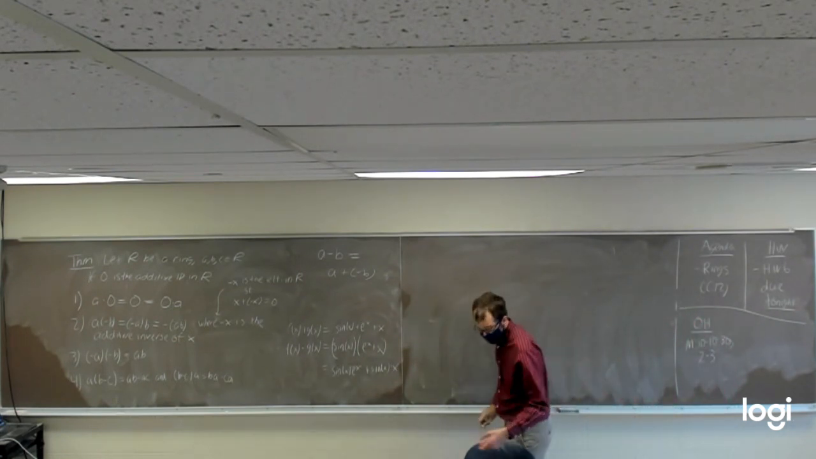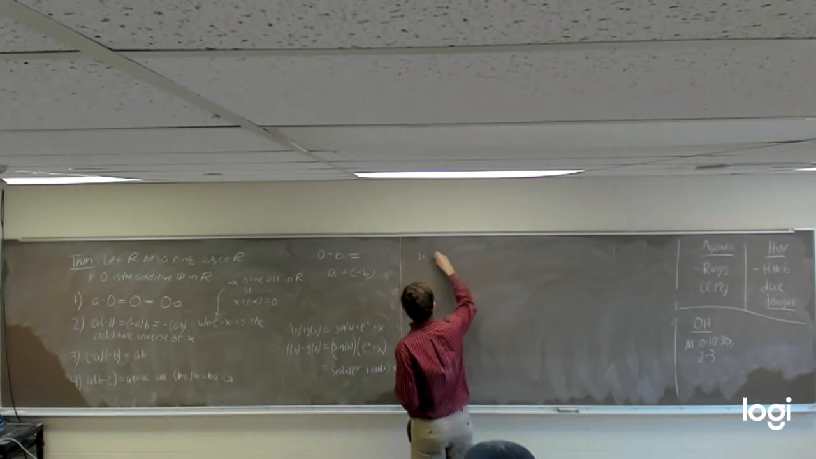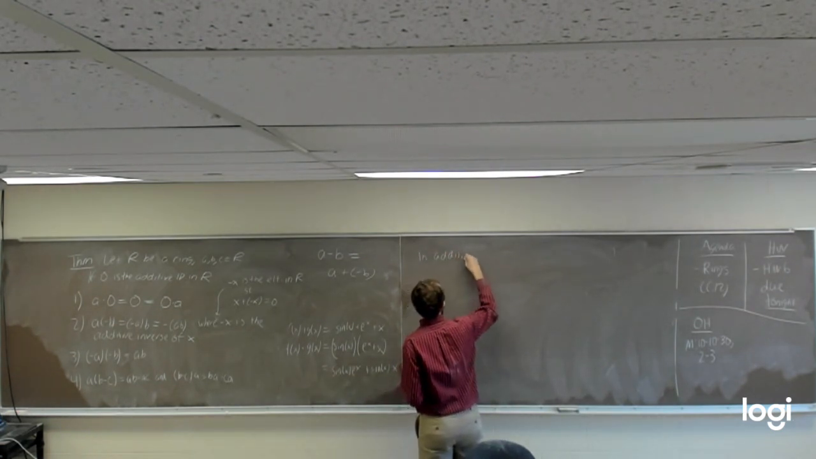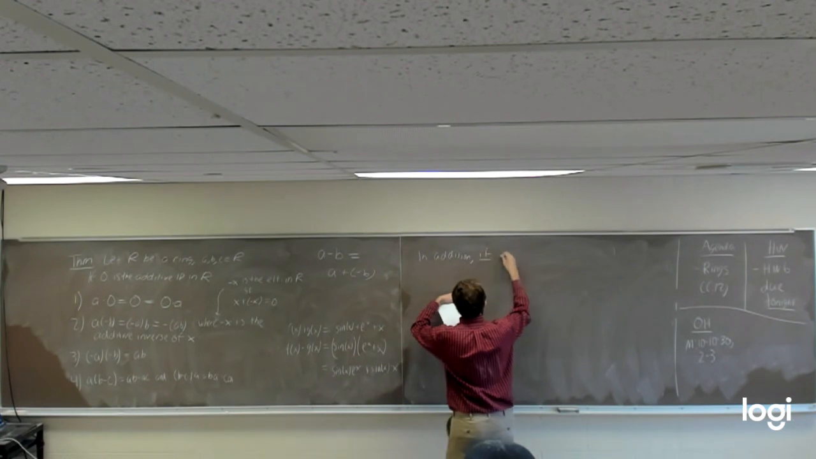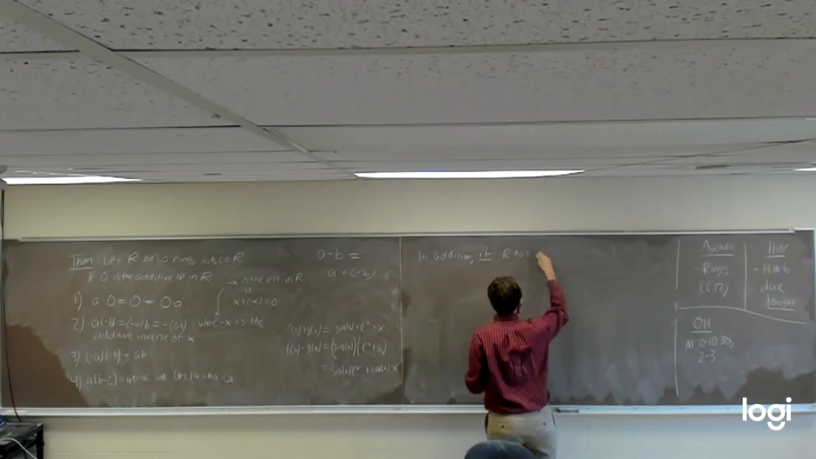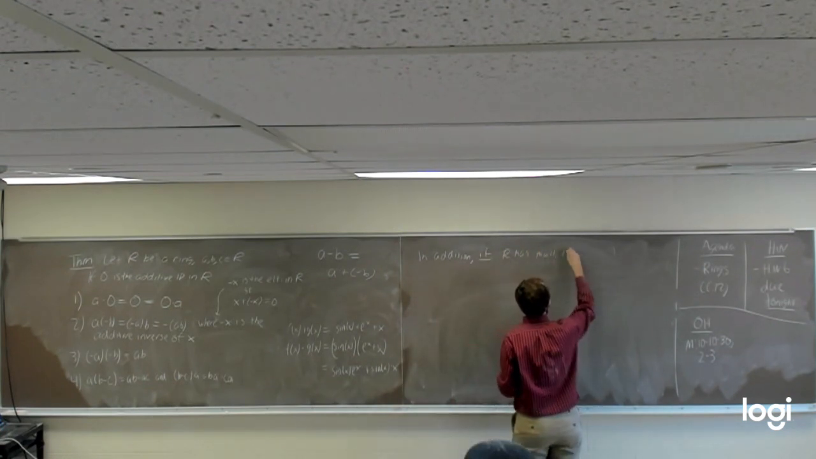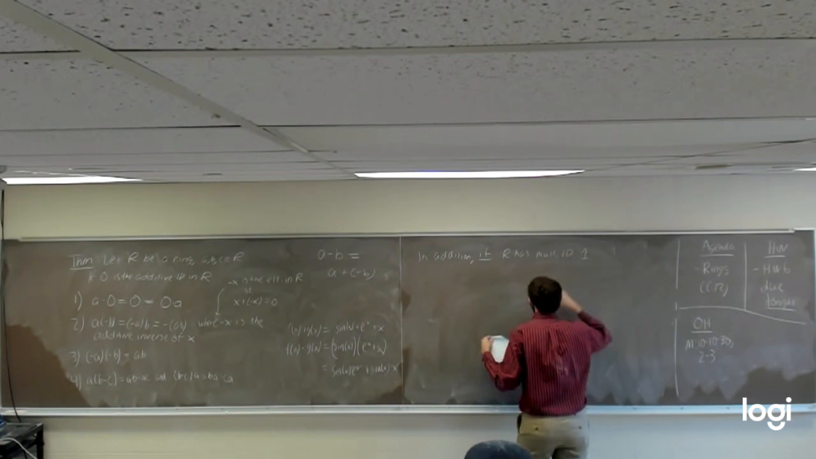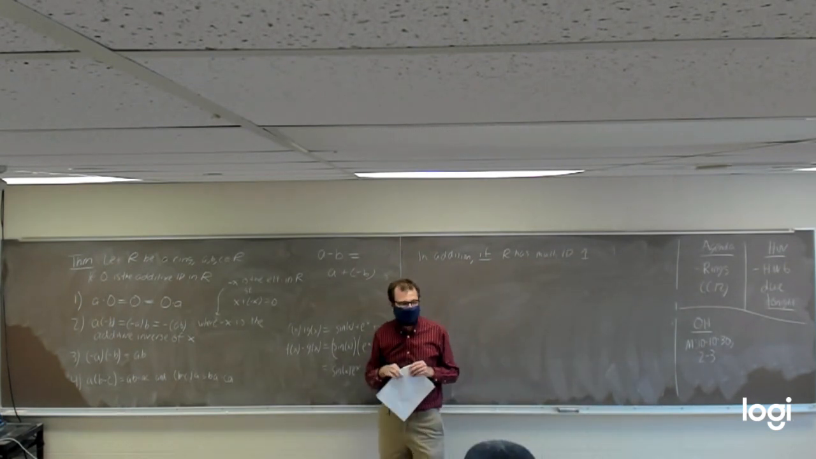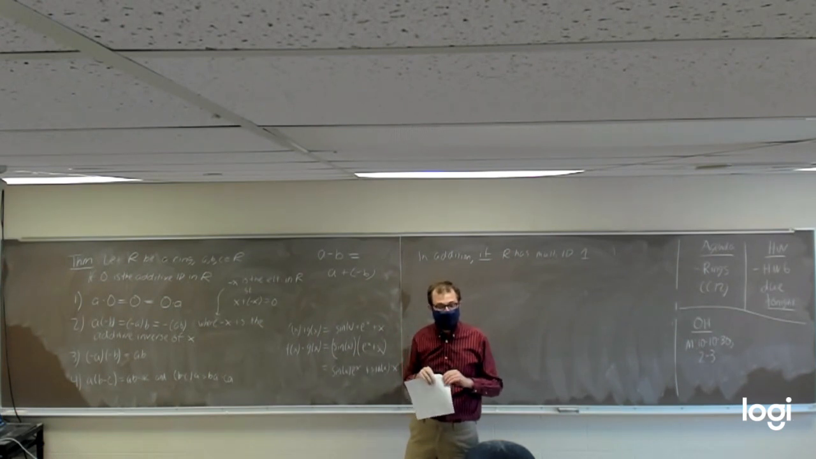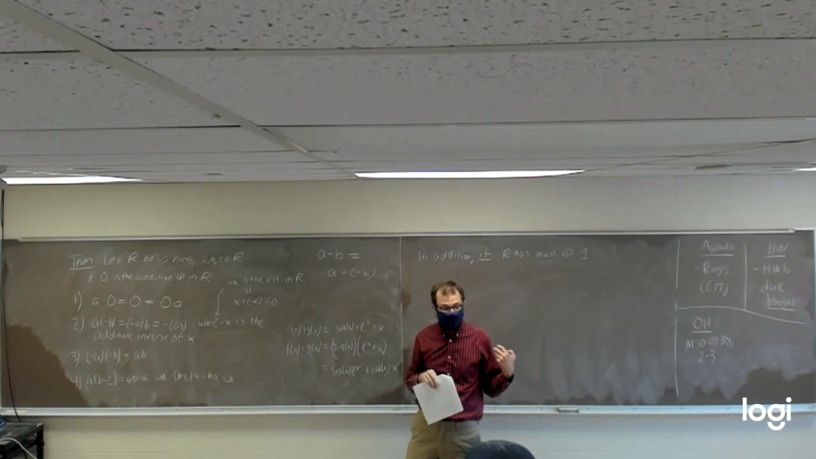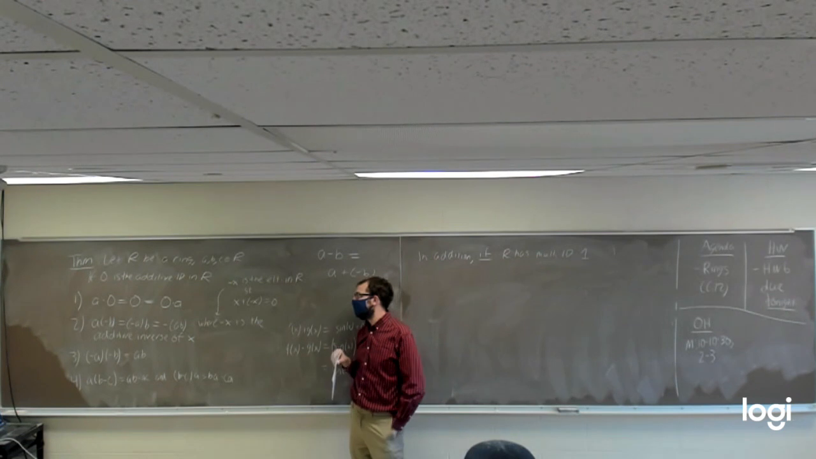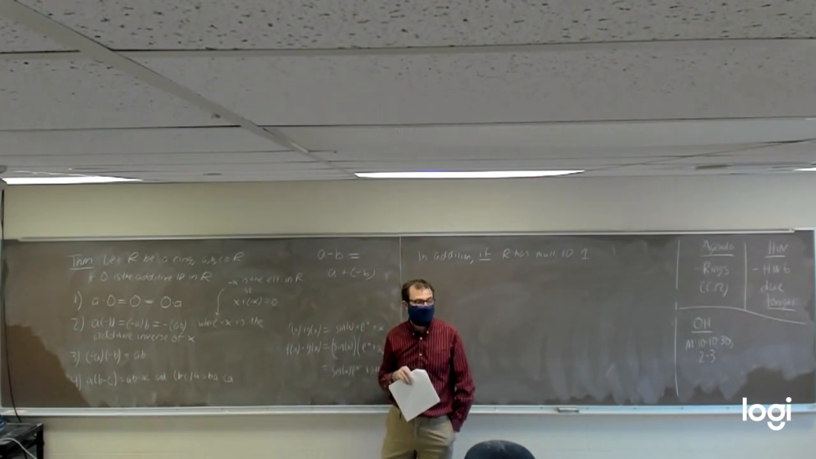So let's see, that's the next one. In addition, if R has a multiplicative identity, which typically, if you have a multiplicative identity in a ring, you just call it 1. Why? Because 1 is the multiplicative identity in the integers. 1 times any integer x will always give you back x. Similarly to why we call the additive identity 0, it's because 0 is the additive identity in the integers.